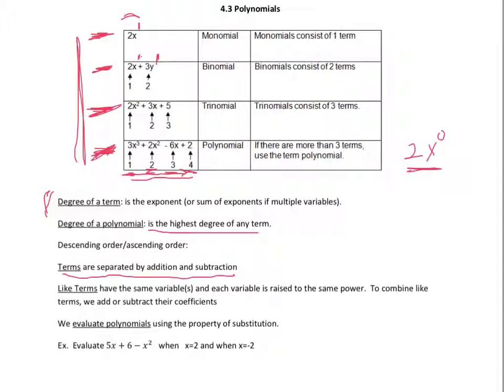We've talked about like terms and combined those in the past. We're going to have like terms with these polynomials as well, and like terms have the same variables, and each of the variables is raised to the same power. So to add or subtract them, to combine like terms, we add or subtract the coefficients. Once again, if we look at this first polynomial here, the coefficient of that is 2. The second one has two terms: the coefficient of the 2x is 2, the coefficient of the 3y is 3. Here we can read the coefficients of this trinomial: coefficient 2, coefficient 3, coefficient 5. And that's what we have right there.